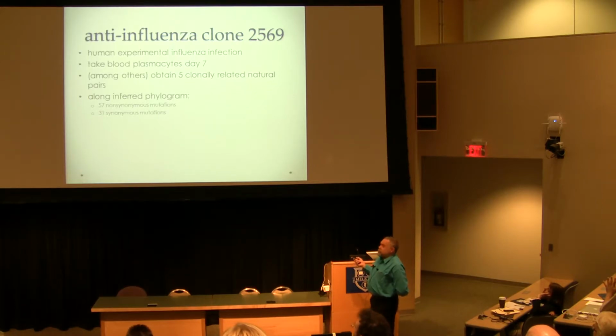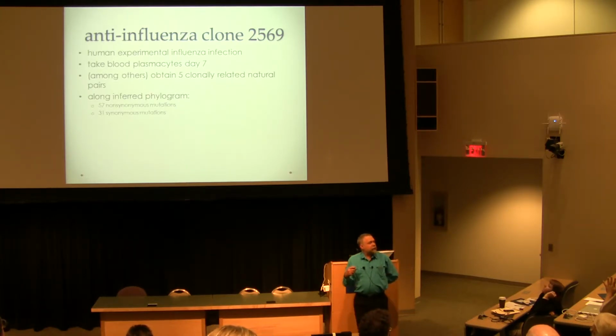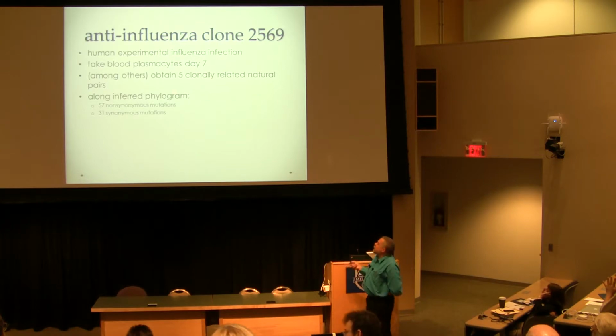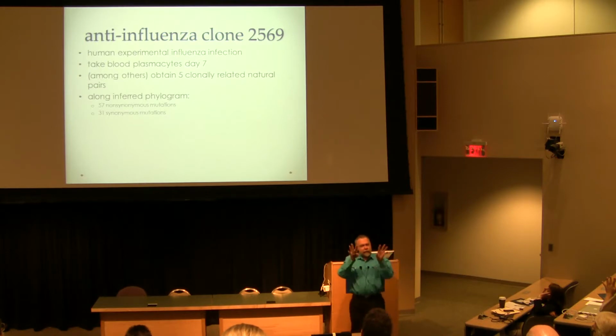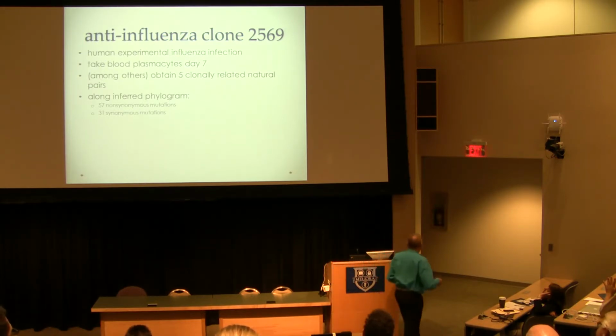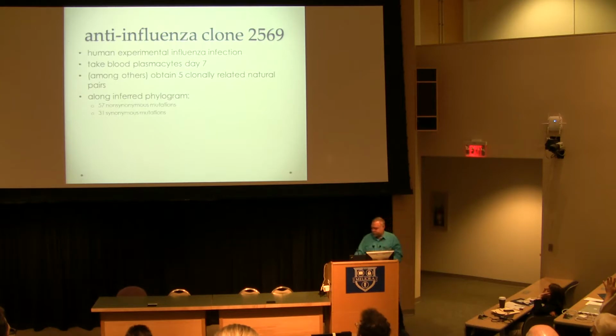So what I did was then just go through all of the antibodies that they'd isolated and determine which ones belonged together within clones, which ones seemed to be clonally related. There's one that produced a clone of size 5, and we can build our phylogram and find that there are altogether among these 57 non-synonymous mutations and 31 synonymous mutations occurring along the branches of this tree. So it's a fairly well developed clone.